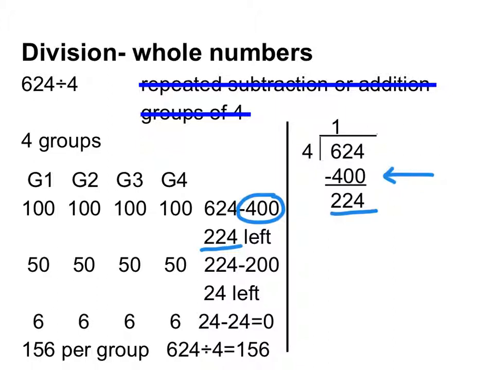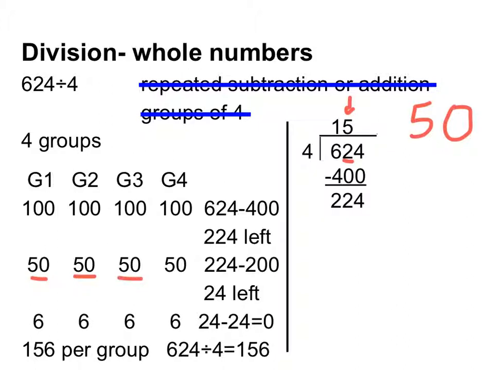So we go 4 into 2, but it doesn't go into 2, so then you're supposed to look at 22. So 4 goes into 22 5 times, so the 5 goes up top. But again, that's not really a 5. Notice where it was placed. It's placed above this 2, which means it's in the tens place. So that's actually a 50. And if we come over here, 50, 50, 50, 50.